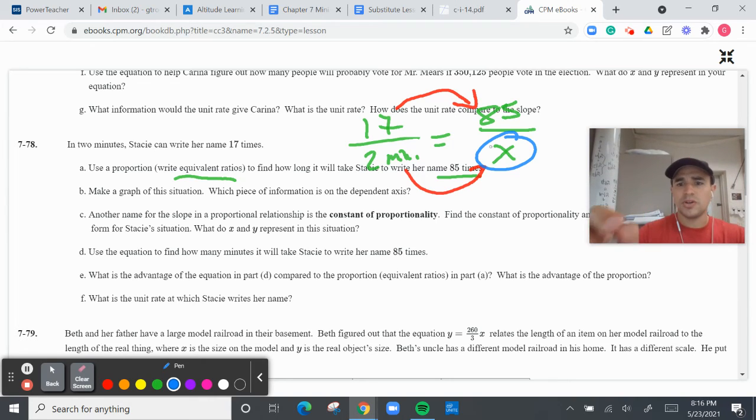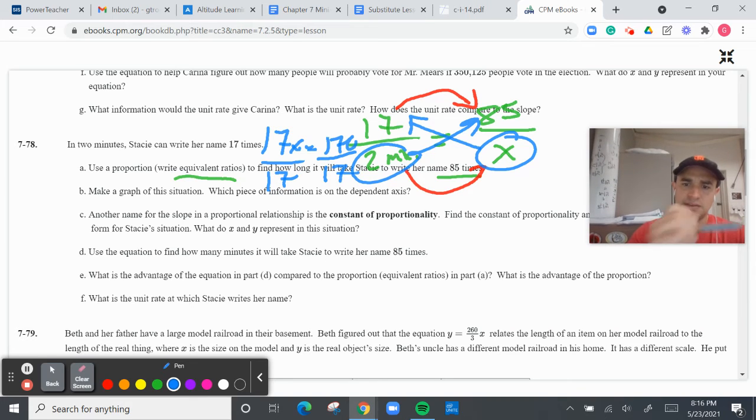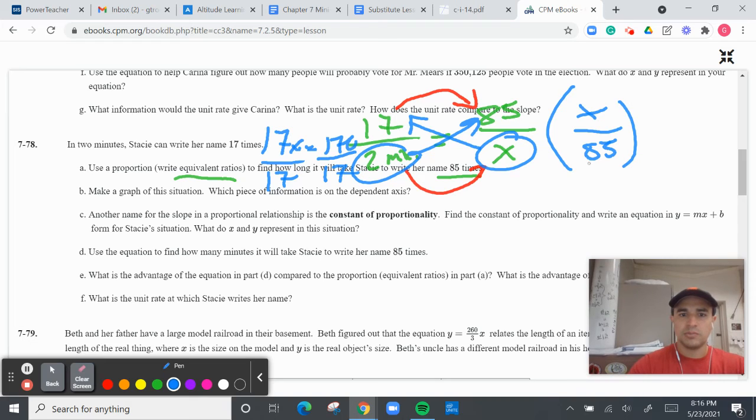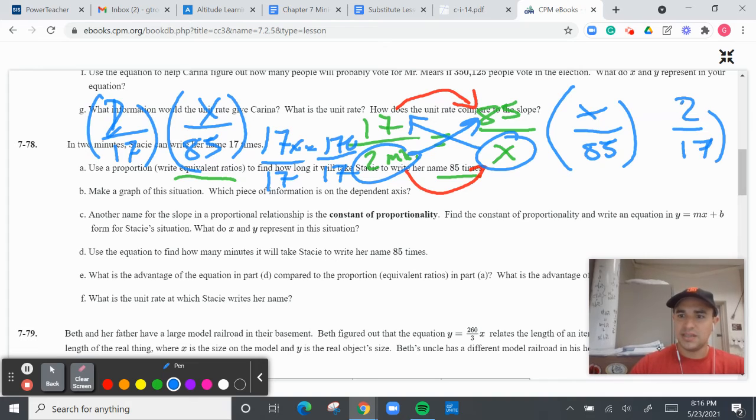And here's the tricky part. You want to cross multiply. The shortcut way is going to be 17x and 2 times 85, which is going to be 170. And then you divide by 17. All right. Again, that's a shortcut way. What I'm really doing is multiplying by the reciprocal. So I'd multiply this by x divided by 85, and then I multiply this one by x divided by 85. And then I would multiply this side by 2 divided by 17, and then 2 divided by 17. And then you would get all your stuff that would cross out, in a sense.